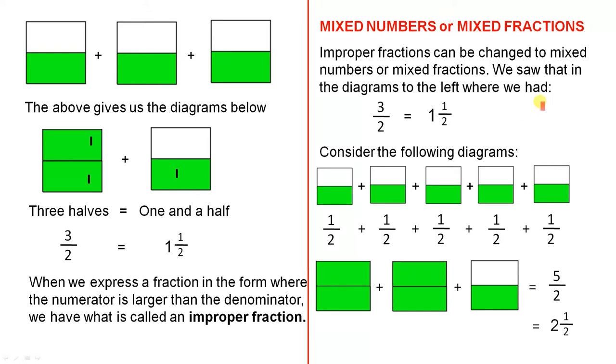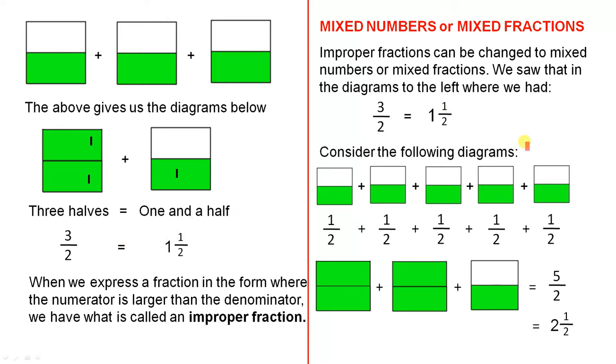Mixed numbers or mixed fractions. Improper fractions can be changed to mixed numbers or mixed fractions. We saw that in the diagram to the left where we had 3 over 2 was 1.5. So we just saw that here.